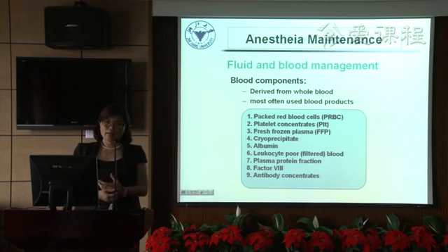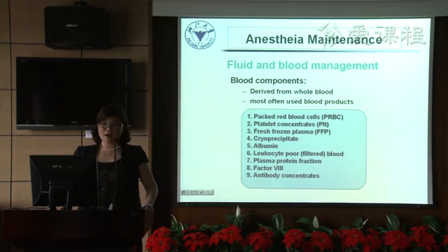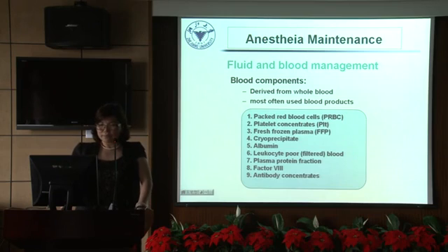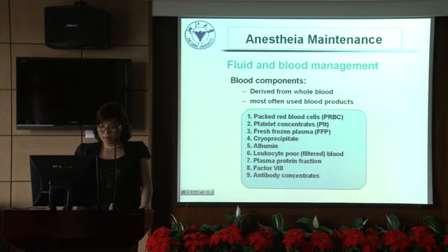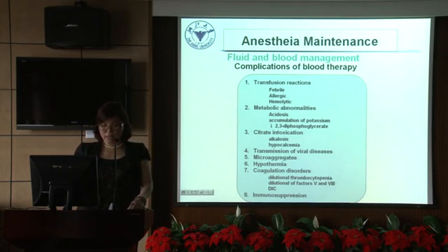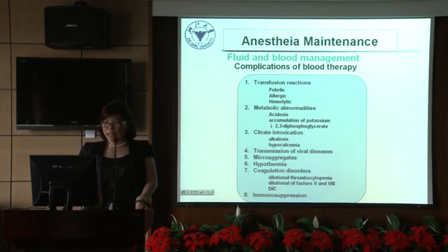And usually nowadays we give blood component transfusion. Blood components are derived from whole blood, and are most commonly used nowadays. Many kinds of components can be derived from whole blood, for example, FFP and packed red blood cells, and so on. We can choose according to different patients and different conditions.